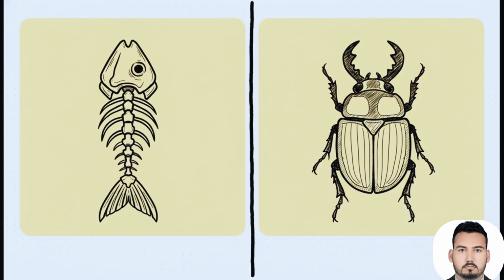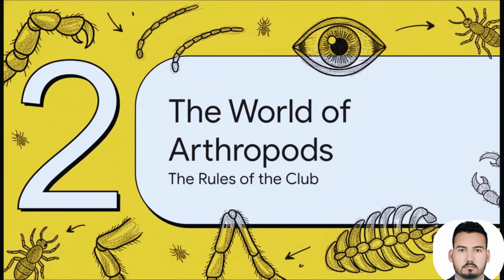That first big split is actually super simple. On one side, you've got us, birds, fish, anything with an internal skeleton. But on the other side, you have the arthropods. This is a massive group that thrives without a single bone in their body. Instead, they're protected by a hard outer shell, kind of like a suit of armor.